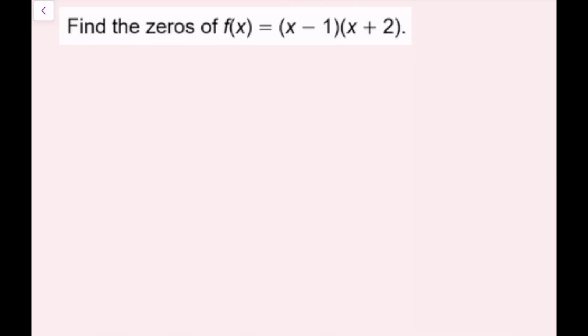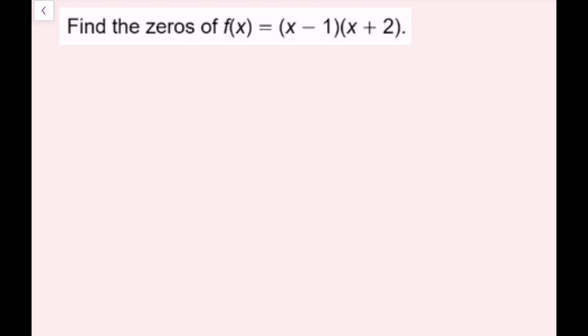All right, so for this next example, it says find the zeros of f of x equals the quantity x minus 1 times the quantity x plus 2. So this one's actually pretty simple. A zero of a function is just the x value that makes the entire function equal 0. So all I have to do is set this f of x equal to 0 and then solve this equation.